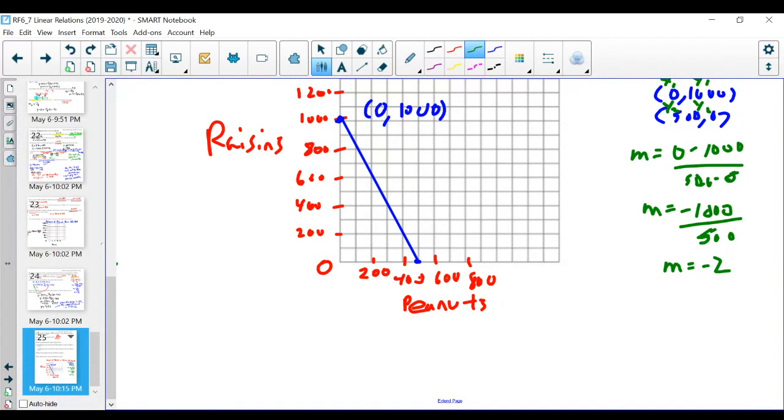And we can go and substitute that into slope-intercept form. So y is equal to negative 2, or maybe not y. Let's go and use our formula here. You have r is equal to negative 2p plus 1000.